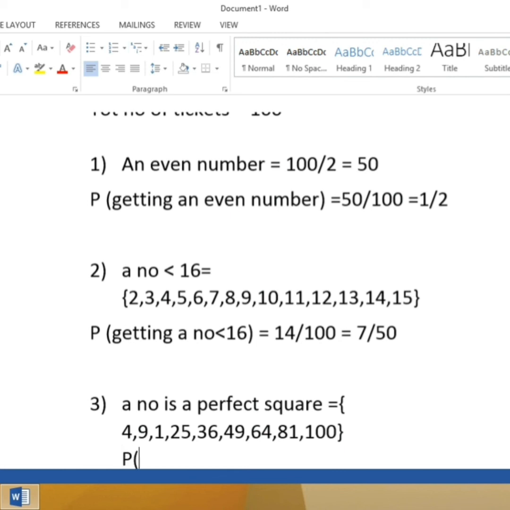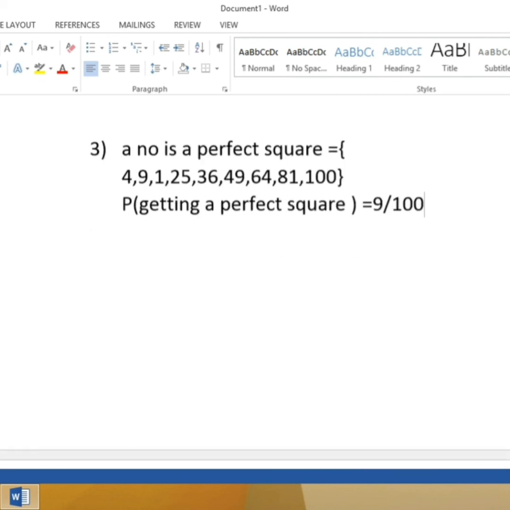So the probability of getting a perfect square is equal to, the possible outcomes are listed above, and the total we know is 100, so 9 by 100.